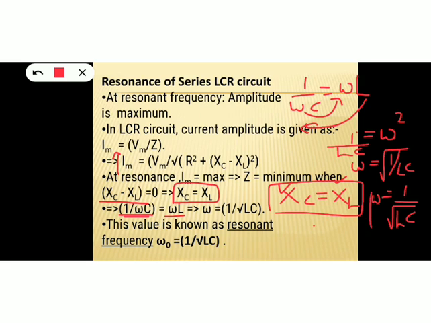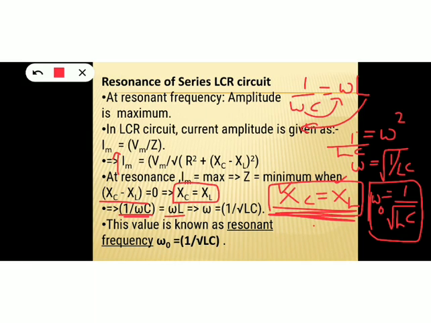So this is the condition for resonance, or this is the resonant frequency of an LCR circuit, and resonant frequency is denoted by omega naught. So omega naught is equal to 1 by square root of LC, and we are getting an expression for this resonant frequency from this resonance condition, Xc is equal to XL.